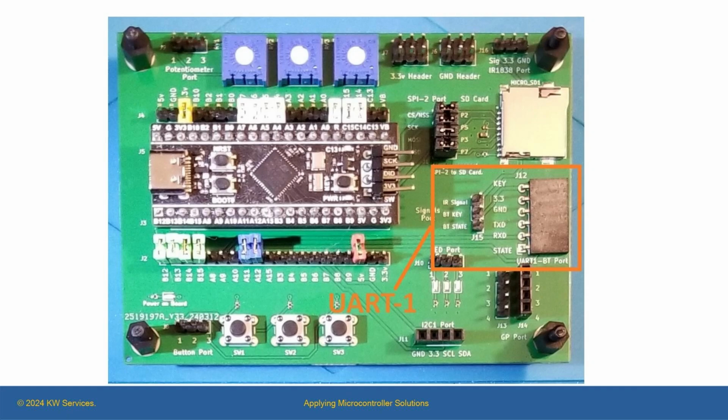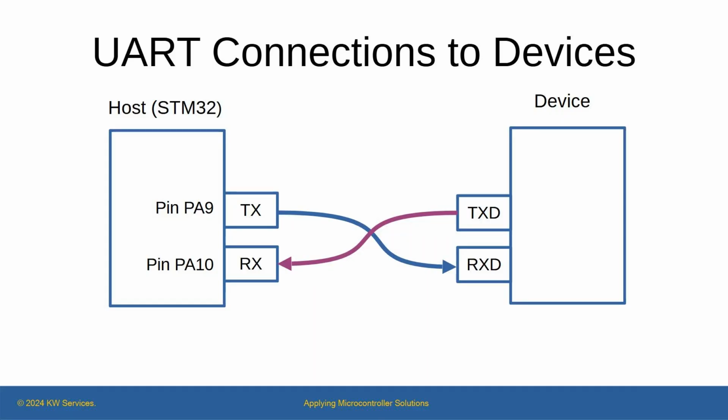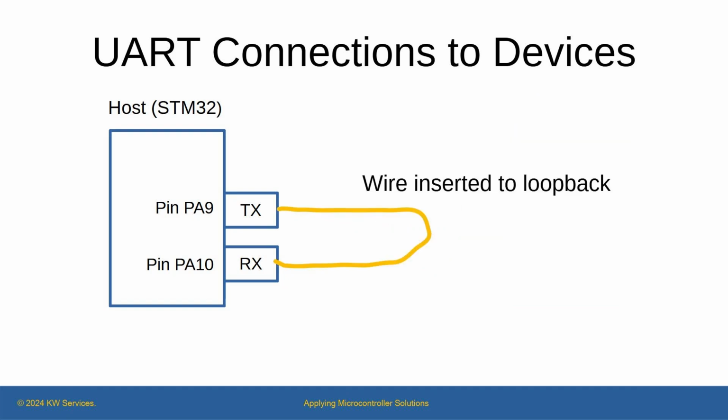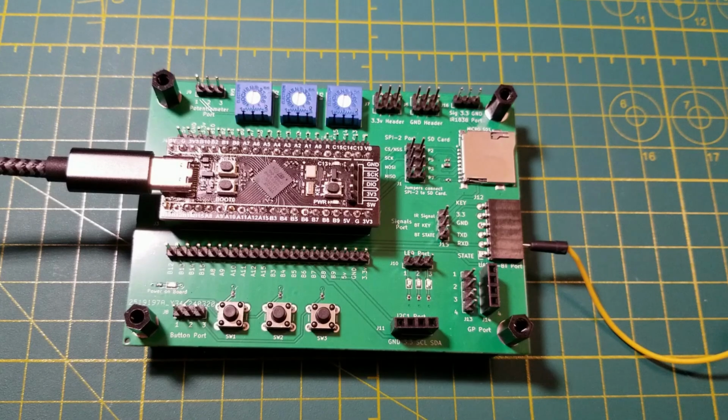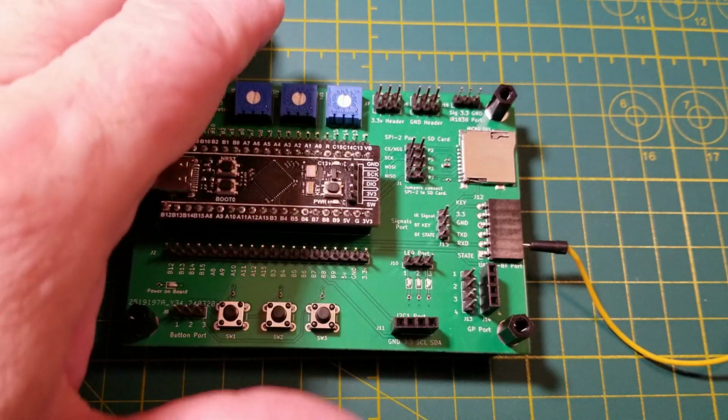Let's discuss what TXD and RxD mean. UART connections to devices involve a crossover of signals as shown. In other words, the transmission by the STM32 must be received by the device and vice versa. We can verify our software's UART setup by running a loopback. We can do that by connecting the TXD pin to the RxD pin. Okay, let's connect the RxD and TXD pins in the port.